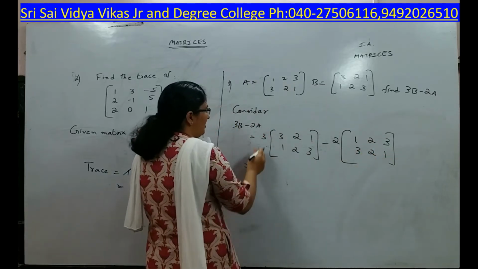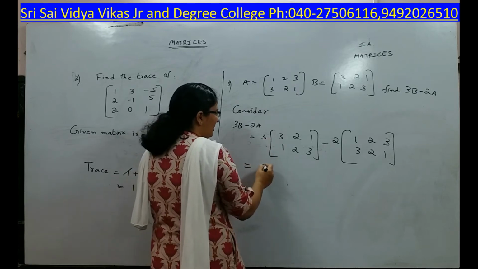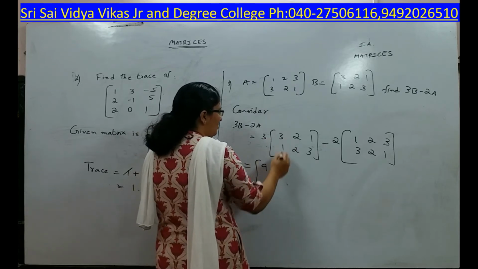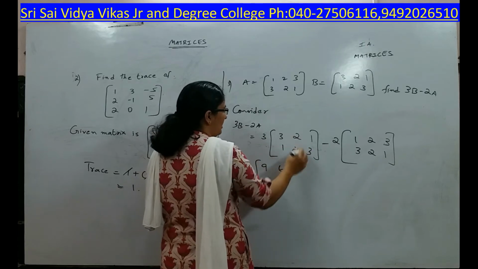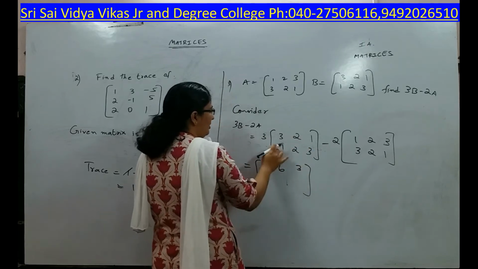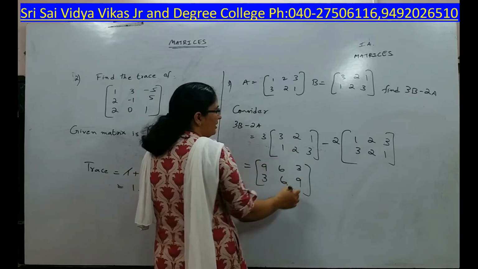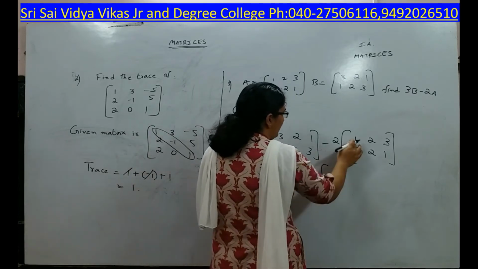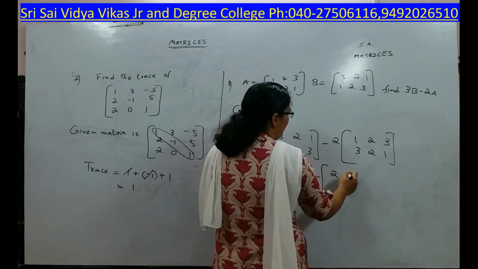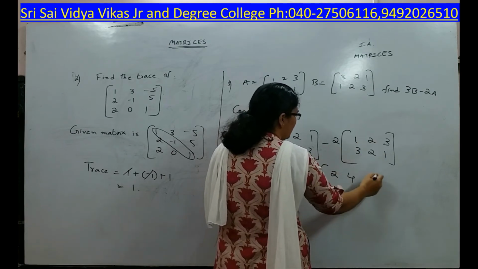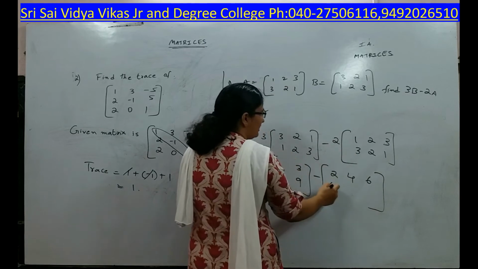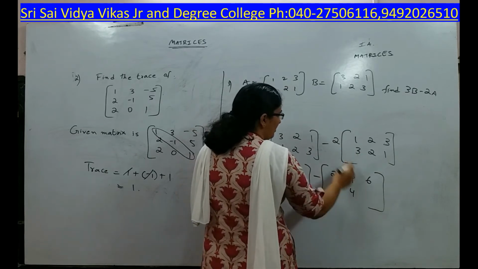Here, multiply every element with 3. 3 into 3, 9. 3 into 2, 6, 3 into 1, 3, 3 into 1, 3, 3 into 2, 6, 3 into 3, 9. Minus 2 into 1, 2, 2 into 2, 4, 2 into 3, 6, 2 into 3, 6, 2 into 2, 4, 2 into 1, 2.